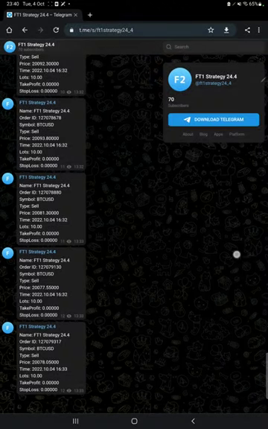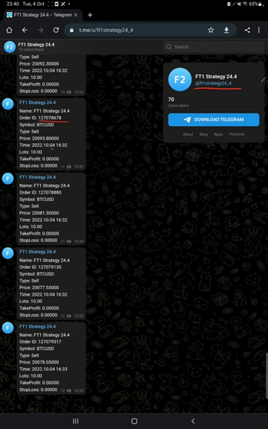Also, the MT4 to Telegram is available, so by following FT1 strategy 24_4 channel you can stay updated for the each trades that we have taken and verify it with order ID, how much lot size we have traded, how much price we have entered.